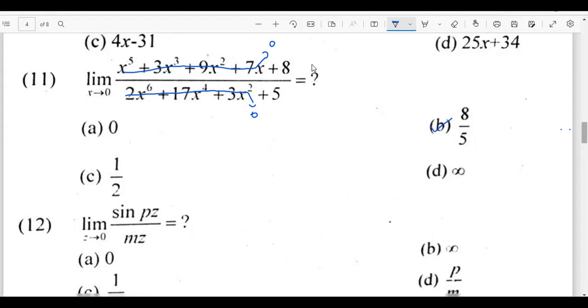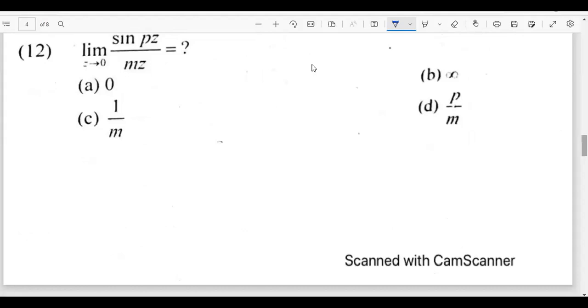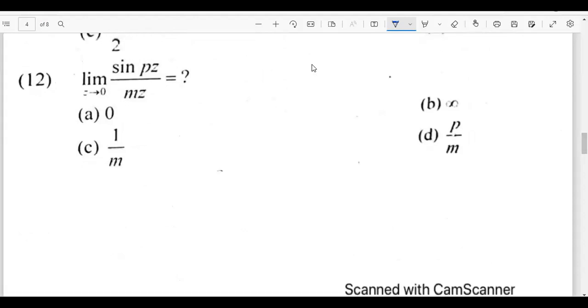Let's try using trigonometric functions for these now. So now we have limit z going to 0. It says sine p of z divided by mz, so it would become 0 divided by 0. Now we know that sine at 0 is 0, right? This is the graph of sine. At 0, it is 0.